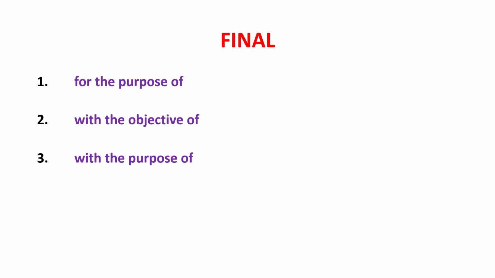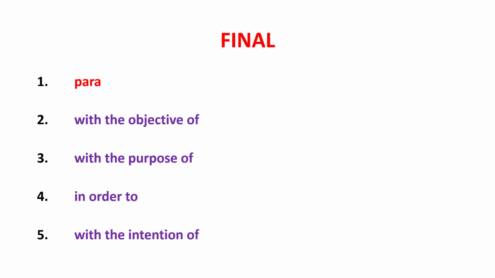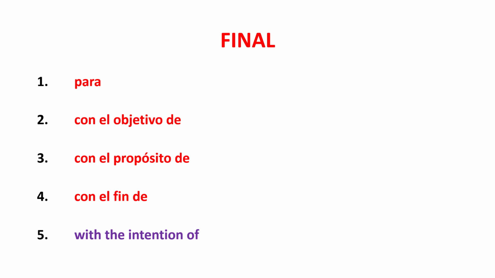So that can also be for the purpose of, with the objective of, again with the purpose of, in order to, and with the intention of. In Spanish, the first phrase will be para. With the objective of becomes con el objetivo de, with the purpose of becomes con el propósito de, in order to becomes con el fin de, or a fin de, with the intention of becomes con el intento de.